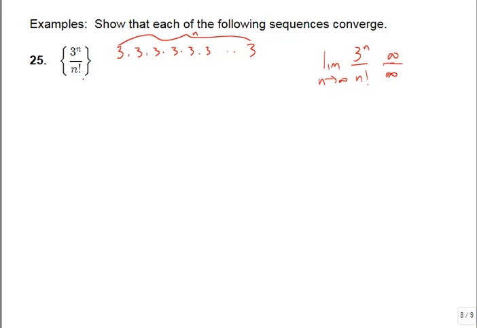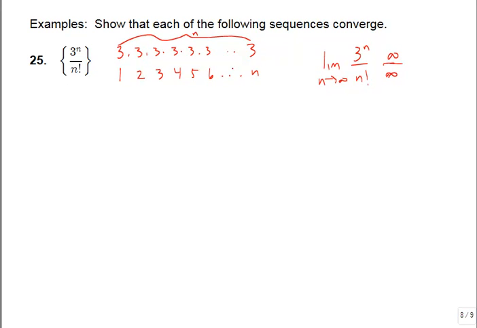Now think about what n factorial means. That means n times n minus 1 times n minus 2 and so forth. If instead of going from n down to 1, we go from 1 up to n, that would be like 1 times 2 times 3 times 4 times 5 times 6 and so on, all the way up to n.